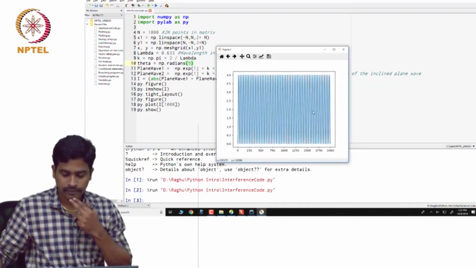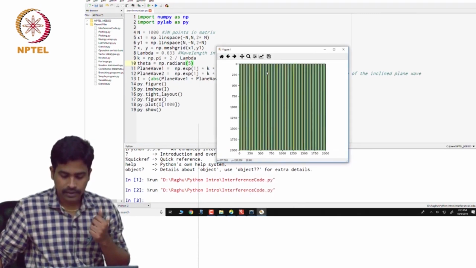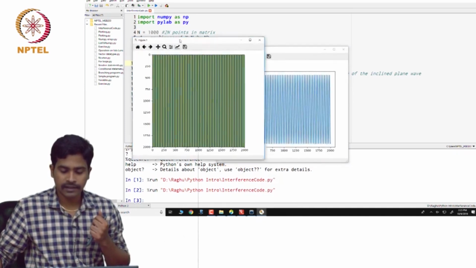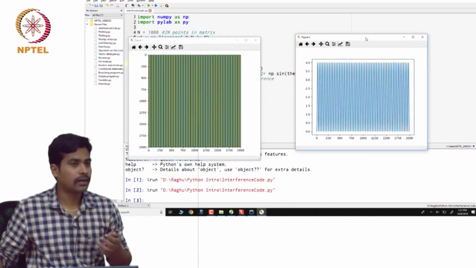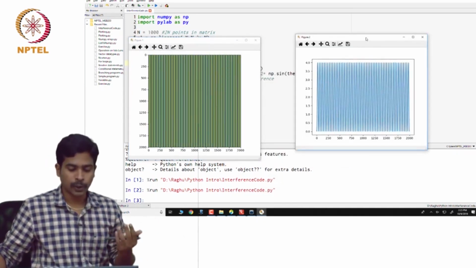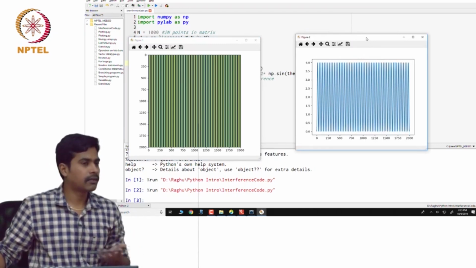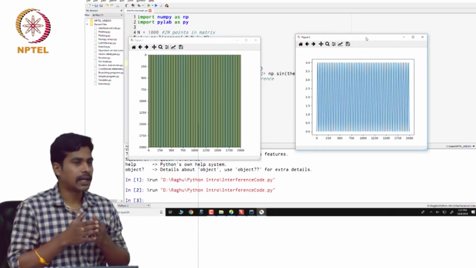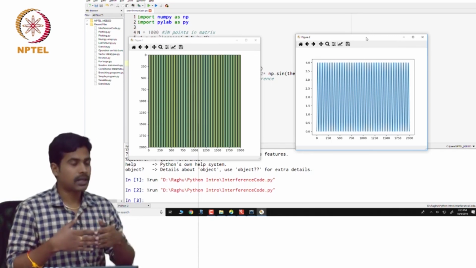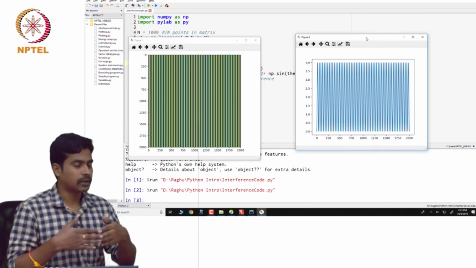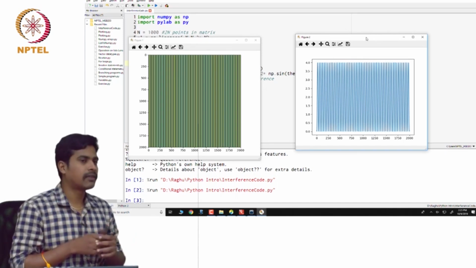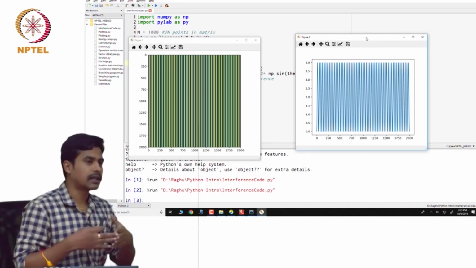Yeah. So, as you can see, the number of fringes has increased a lot compared to the previous case. One observation we can make from this simulation is that if the angle between the plane waves increases, the number of fringes in the interference will also increase. You can stop here and think for a moment about why the fringes are increasing.